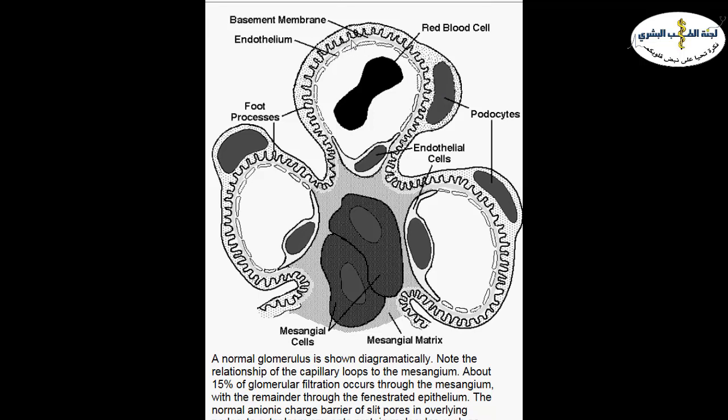What is in the cytoplasm? There is fenestration to permit a good filtration of blood. So after the endothelial cell, we have the basement membrane. This is the basement membrane, normal thickness.